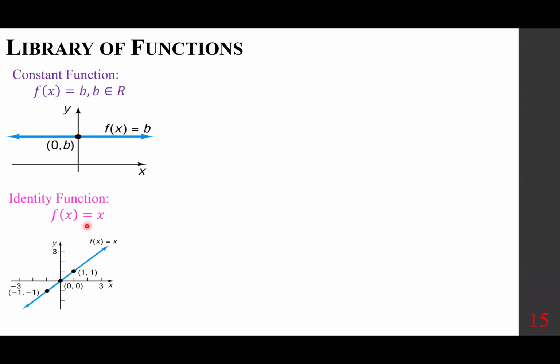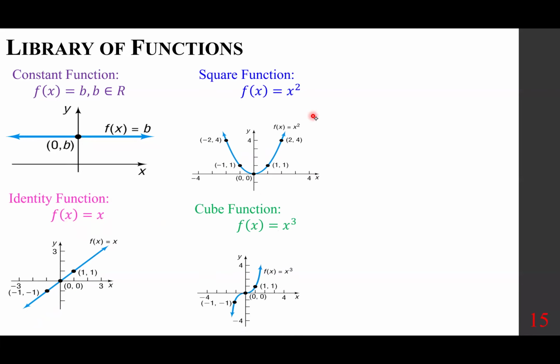Identity function, we call it y equals x or f of x equals x. Square function, f of x equals x squared, looks like that. It's a parabola. Domain is all real numbers, range is from 0 to infinity. We have the cube function, f of x equals x cubed. Domain and range are all real numbers.